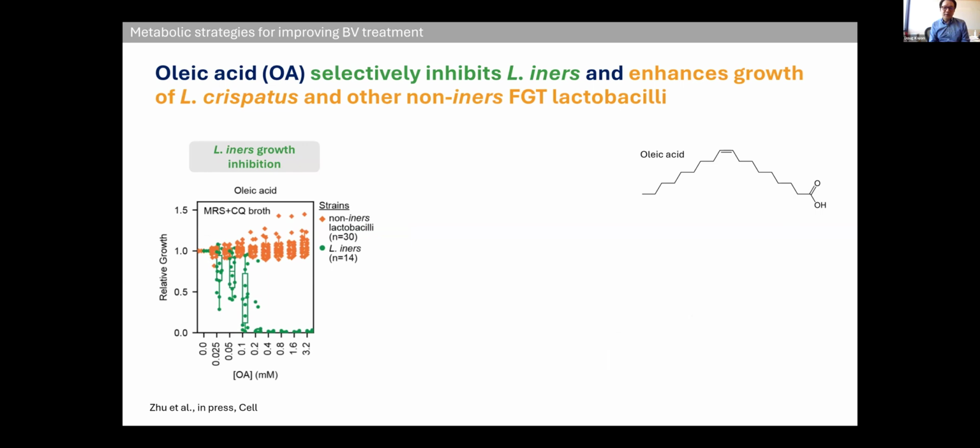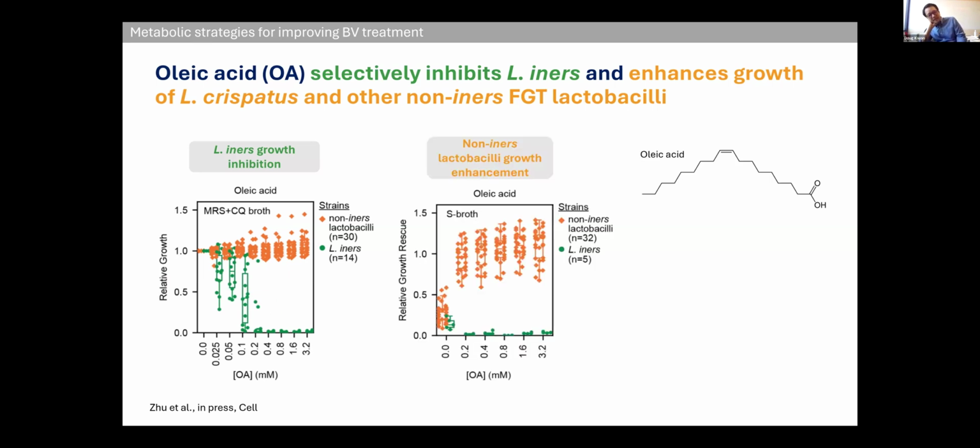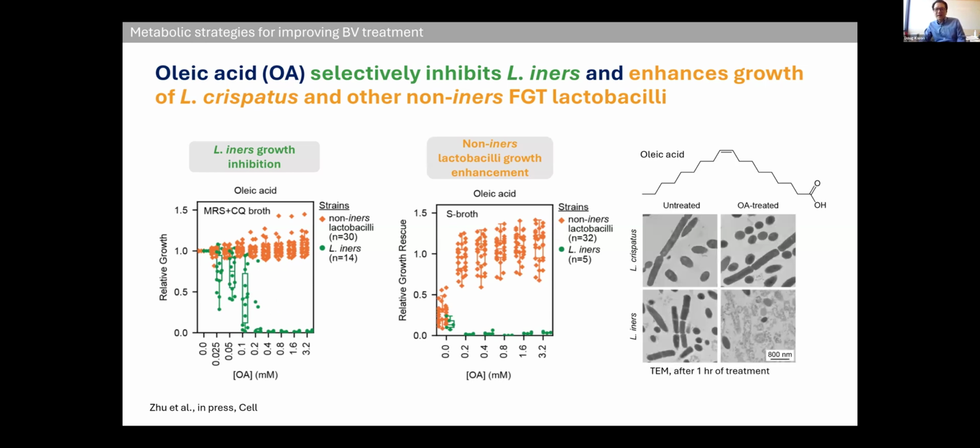In particular, we were really interested in oleic acid because in our hands, it had this property where it seemed to be able to inhibit the growth of Lactobacillus iners, but not necessarily other lactobacilli. And if you put it under different media conditions that were optimized for non-iners Lactobacillus growth, you could see that oleic acid also had this property where it could promote the growth of these non-iners lactobacilli, but not Lactobacillus iners. And when you looked at Lactobacillus iners specifically, oleic acid seemed to actually kill Lactobacillus iners, but not these other non-iners lactobacilli.